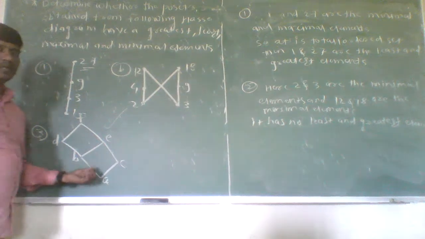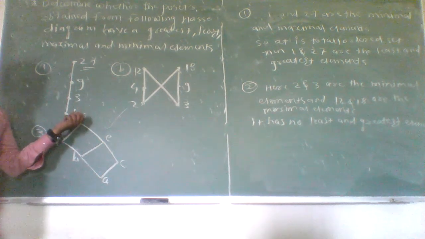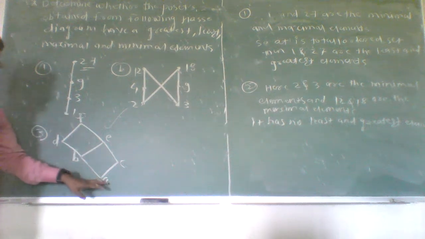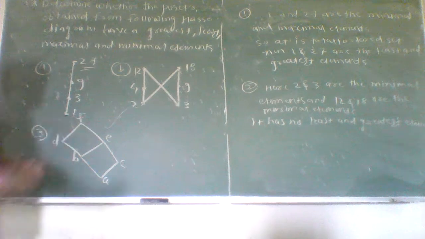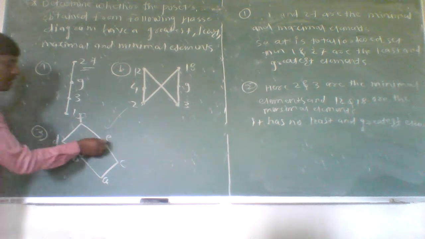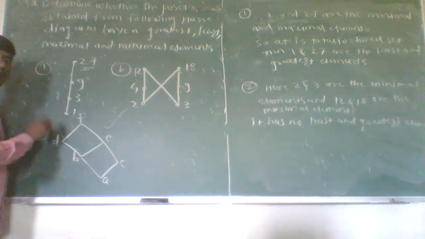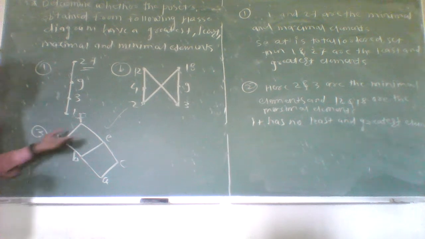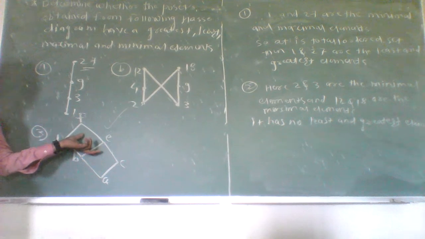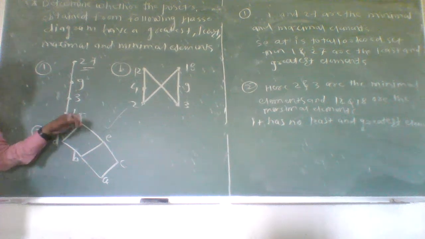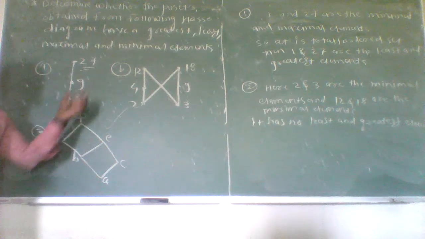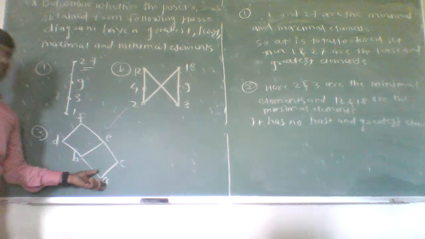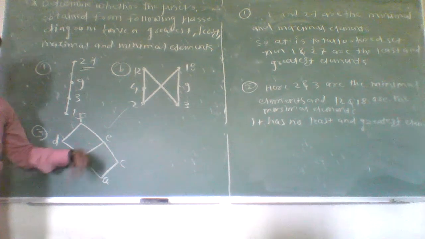Now, in this, A is the bottom element, then it is a minimal element. F is the top element, then it is a maximal element. And by transitivity, each element belonging to this Poset is comparable. As every element belonging to said Poset is comparable, then it is a totally ordered set. As it is a totally ordered set, then its maximal element is nothing but its greatest element, and its minimal element is nothing but its least element.